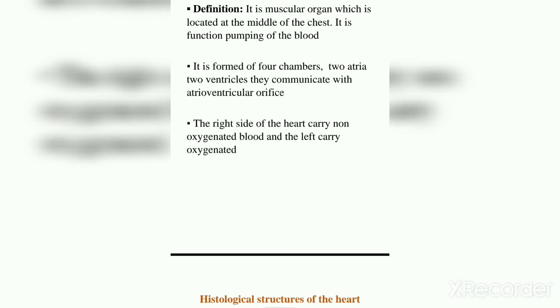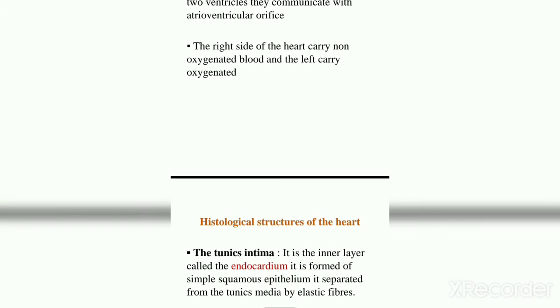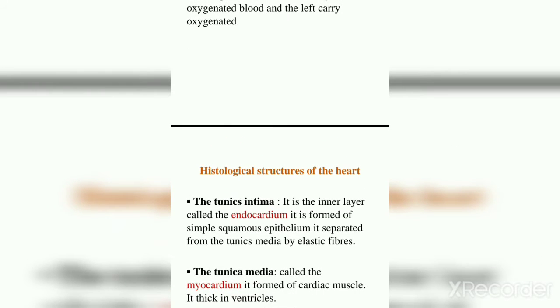The heart definition. It is a muscular organ which is located in the middle of the chest. Its function is pumping of the blood. It is formed of four chambers, two atria and two ventricles. They communicate through the atrioventricular orifice. The right side of the heart carries non-oxygenated blood, and the left carries oxygenated blood.